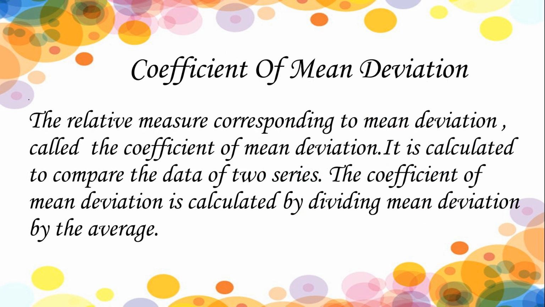Now let us see what the coefficient of mean deviation is. The relative measure corresponding to mean deviation is called the coefficient of mean deviation. It is calculated to compare the data of two series. The coefficient of mean deviation is calculated by dividing mean deviation by the average. If the deviations are taken from median, then we divide mean deviation by median. If the deviations are taken from mean, then we divide it by mean. If they are taken from the mode, then we divide it by mode.